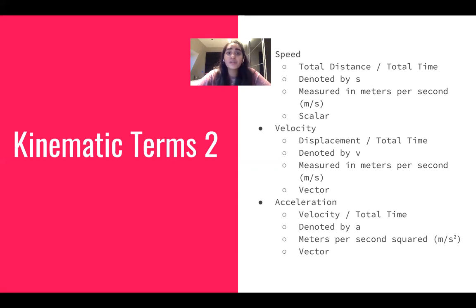So if you run around a track at a constant speed, you will have a speed by the time you end your race when you're back at your starting position. However, you will not technically have a velocity, because you end at the exact same position that you started, so you have zero displacement. Acceleration is the change in velocity per unit time. It's usually denoted by the letter a, and sometimes it will have the little arrow on top. It's measured in meters per second squared, and it is a vector.